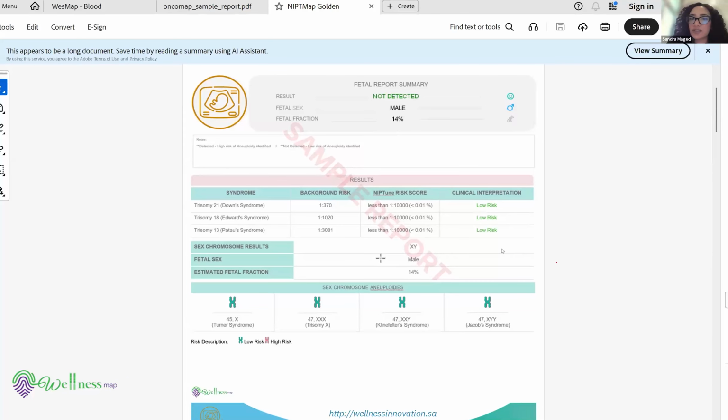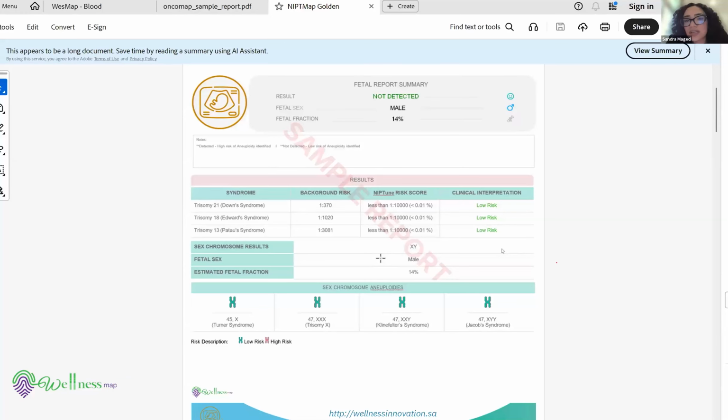Okay, moving on, then we see the results. We see the first part that we talked about, which is trisomy. We see trisomy 21, 18, and 13, and we see the background risk. The background risk is basically how many infants globally could be affected with such a disease. So for trisomy 21, for example, we see one patient in 370 infants is affected with that disease. Same goes for trisomy 18, which is 1 in 1,020, and then trisomy 13 is 1 in 3,081.